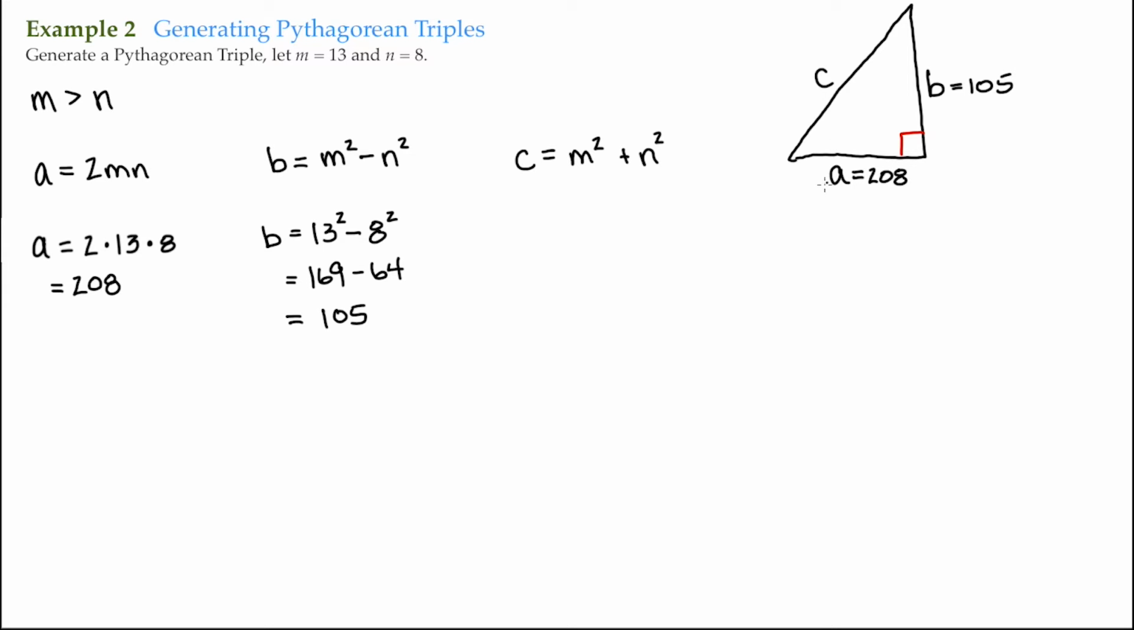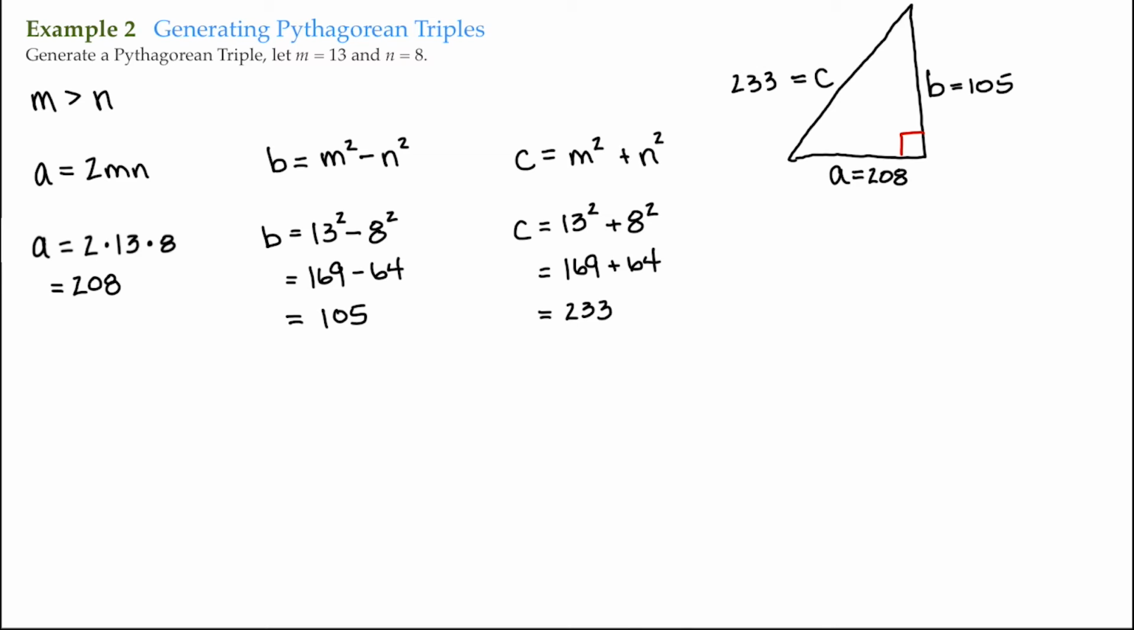If this is a right triangle, and leg A is 208 and leg B is 105, what must this be? Well, we could certainly use the Pythagorean theorem to determine that, but we could also use this pattern. So C is going to be equal to m squared, which is 13 squared, plus n squared, that'll be 8 squared. That's 169 plus 64. That's equal to 233. So that's what our hypotenuse should come out to be.